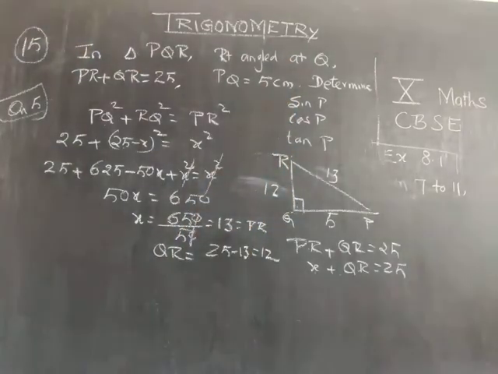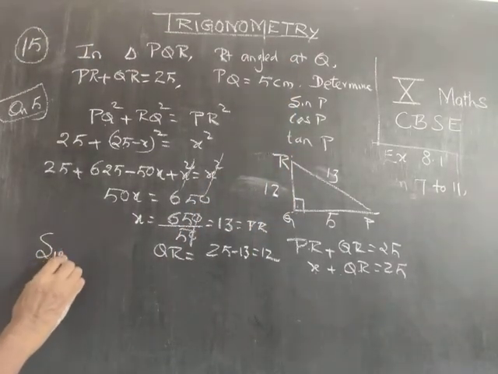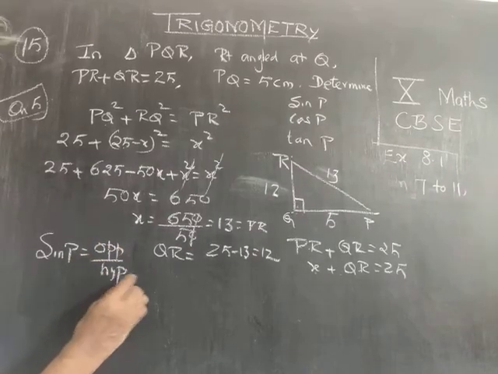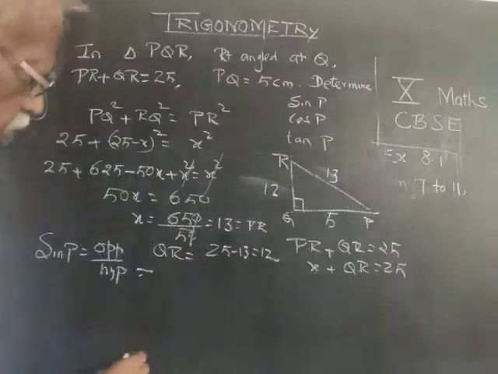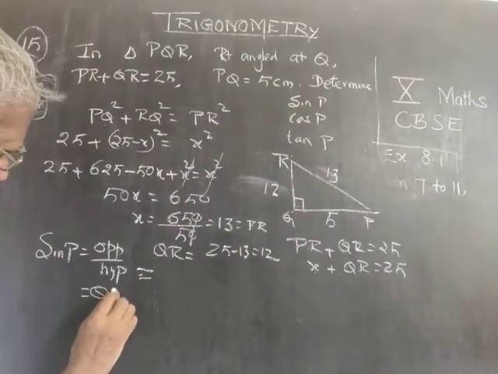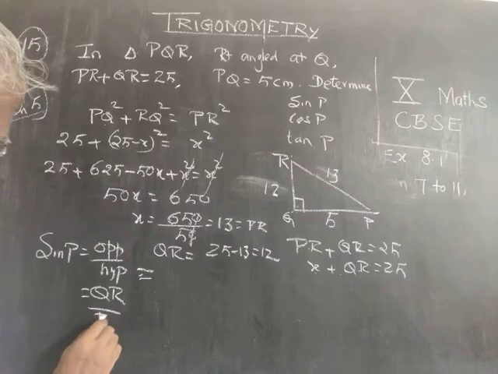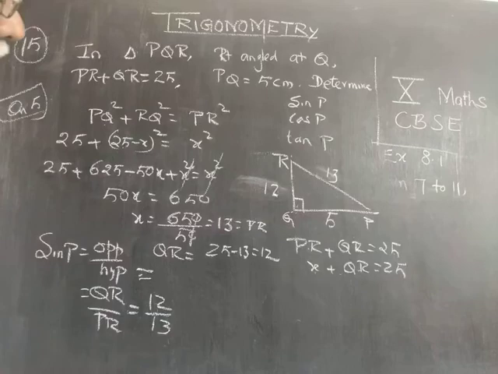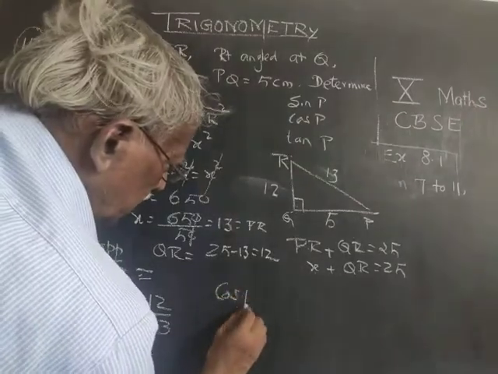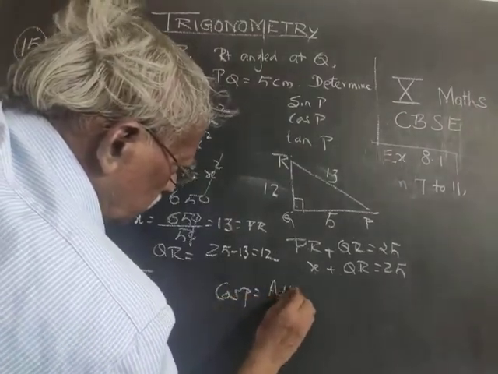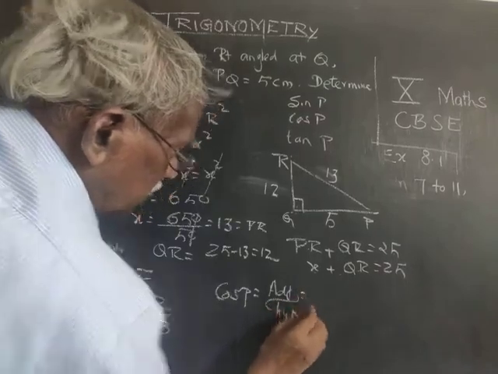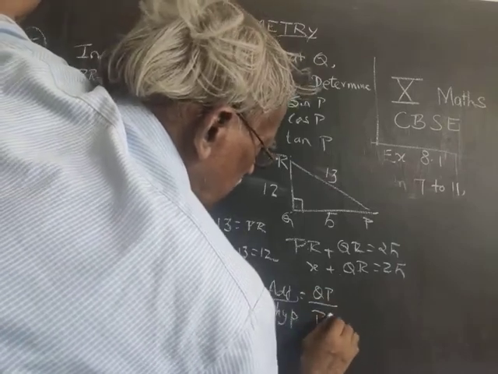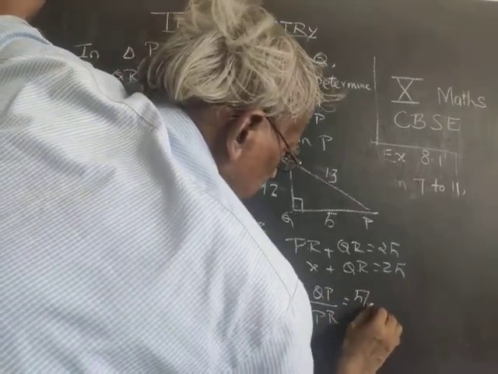Now what are you asked to find out? Sin P. Sin P is opposite side divided by hypotenuse. What is the opposite side here for P? QR, and PR is the hypotenuse. So sin P is 12 by 13. Then you are asked to find cos P. What is cos P? Adjacent by hypotenuse. What is the adjacent side to P? This one, divided by PR, which is equal to 5 by 13.